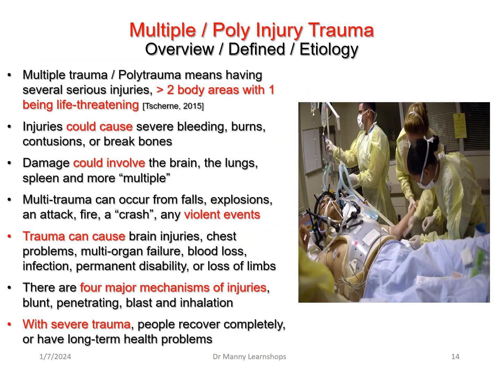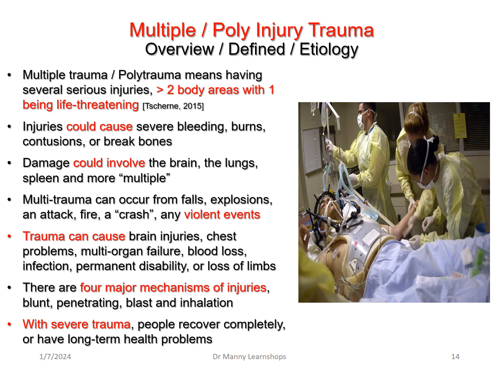Now, when we review head injury and spinal injury, this could occur as a result of multiple injury trauma, also known as polytrauma. And typically, multiple trauma or polytrauma means having severe injuries but greater than 2 body areas involved. So, for example, here it could be cardiac, respiratory, and neurological. And these injuries can cause severe bleeding, shock, burns, thermal injuries, contusions, and fractures.